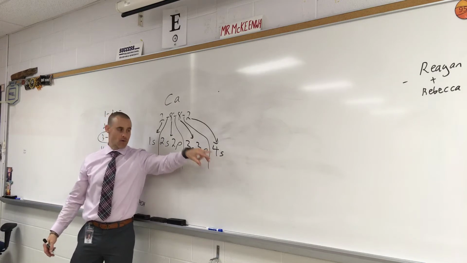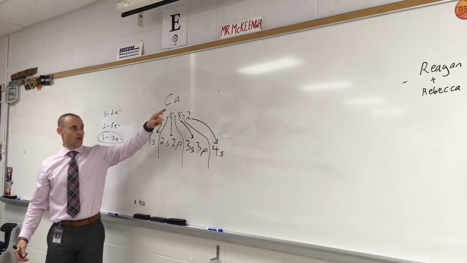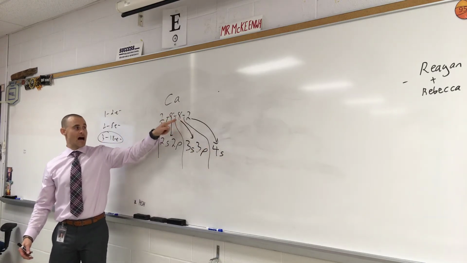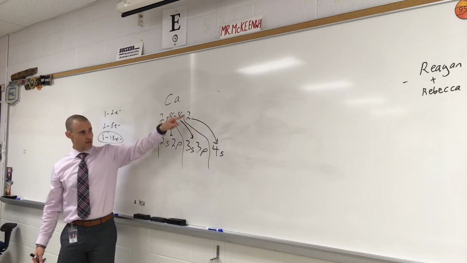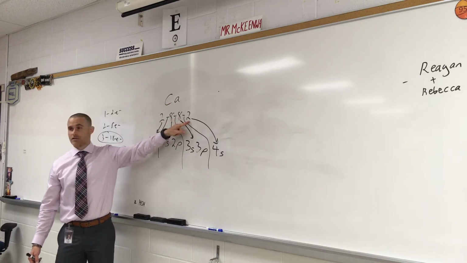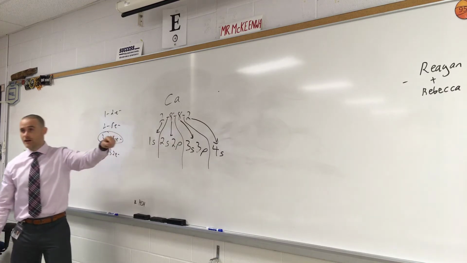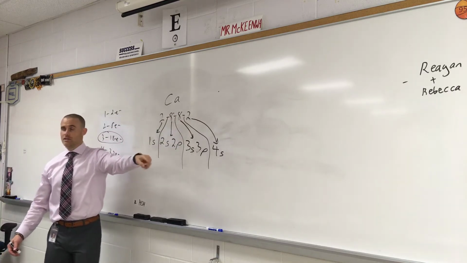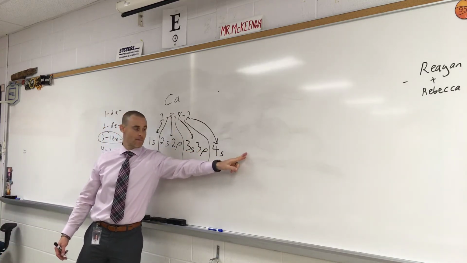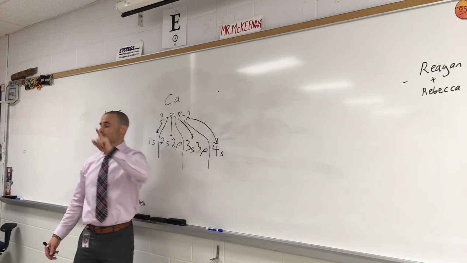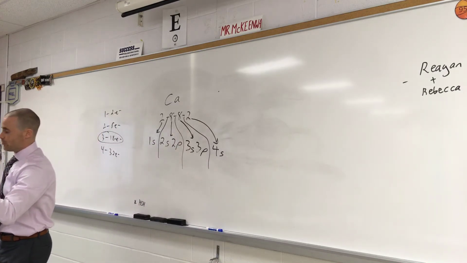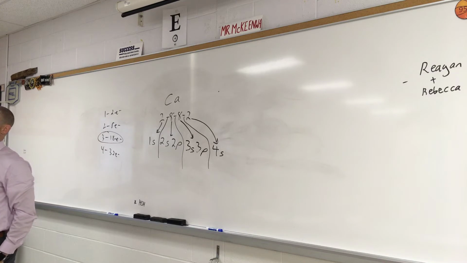This 4s is more stable than the 3d. So in real life, the electrons will not go into the 3d. They'll go into the 4s first. Once the 4s is filled, then it goes into the 3d, and that would come over here. What's the first element that uses the 3d orbital? I didn't pick calcium just randomly. I did this on purpose.